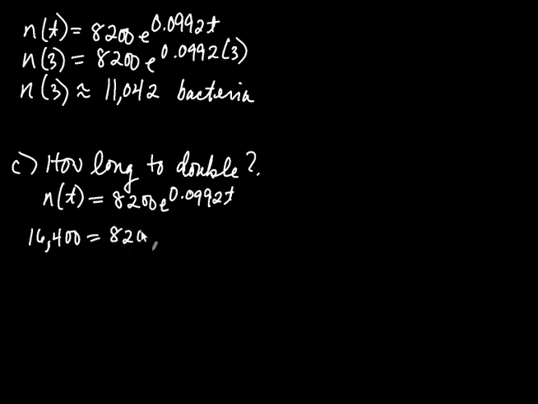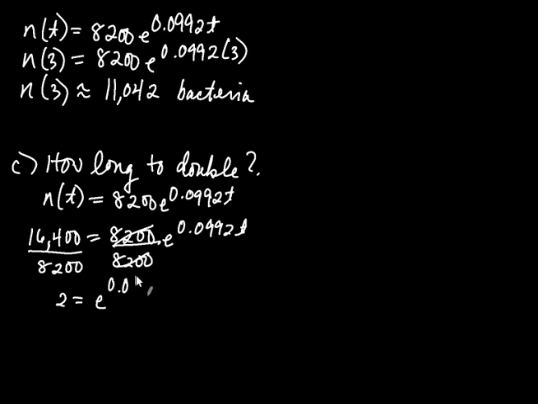That's what we're doing. So 16,400 equals 8,200 e to the 0.0992t. That is, we're solving this equation for t. I plugged in twice the initial population on the left-hand side, and so I divide both sides by 8,200. Of course, on the left-hand side those cancel, and this divided by that is going to be 2. That's the whole point. So double, right? 2 is equal to e to the 0.0992t.